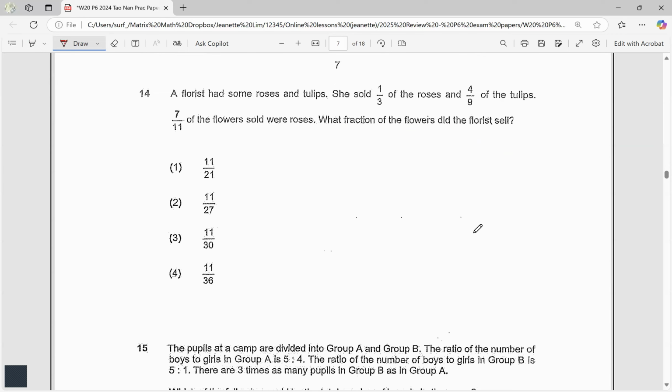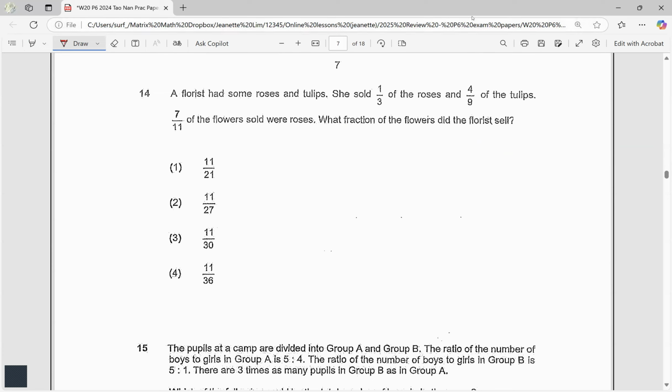Question 14. A florist had some roses and tulips. She sold 1/3 of the roses and 4/9 of the tulips. 7/11 of the flowers sold were roses. What fraction of the flowers did the florist sell? I'm going to use ratio for this. I'm going to convert all to ratio and then I'll find a common base.